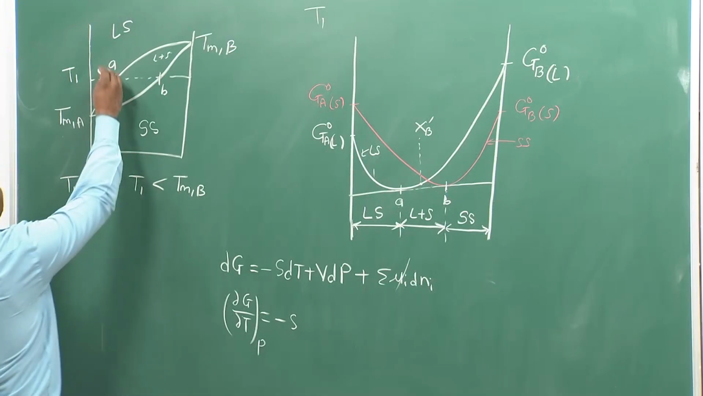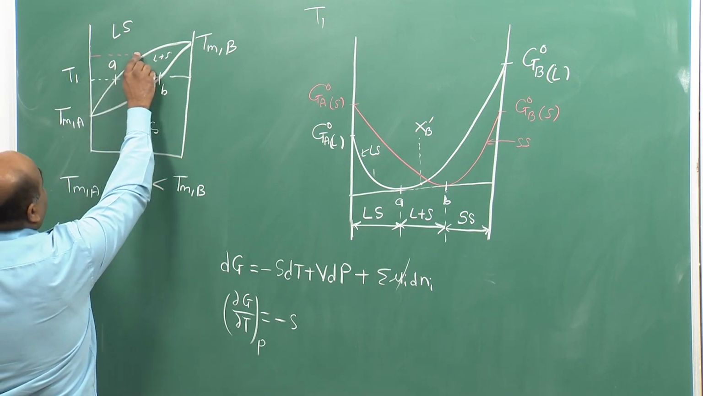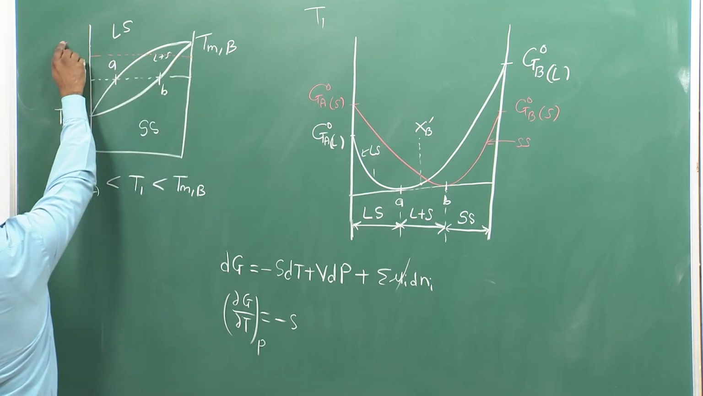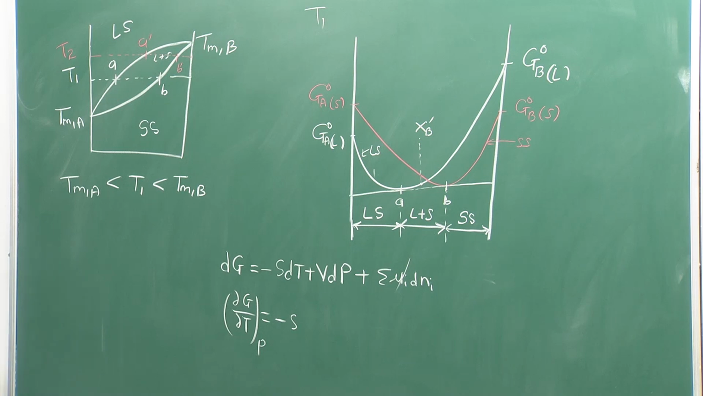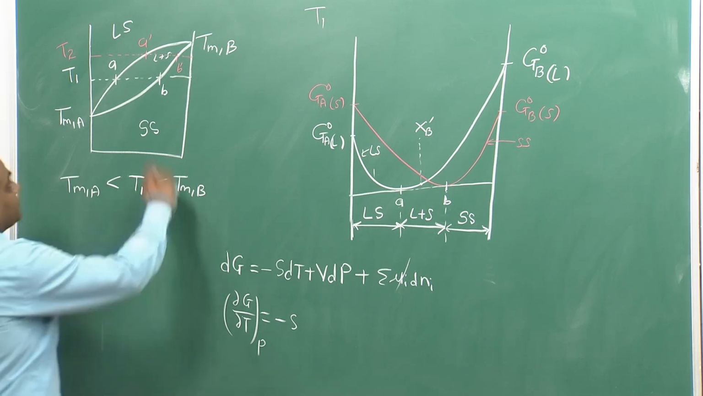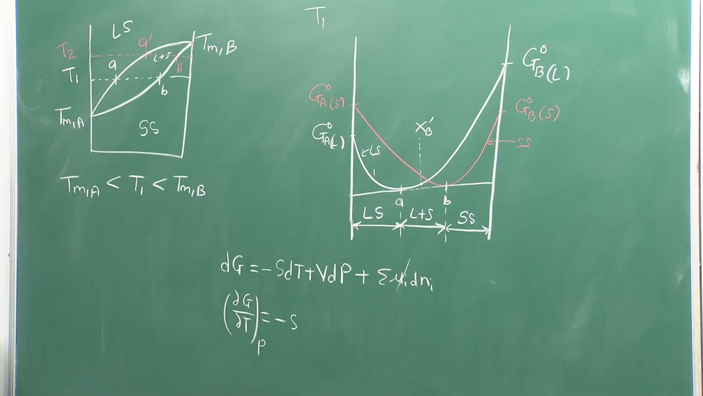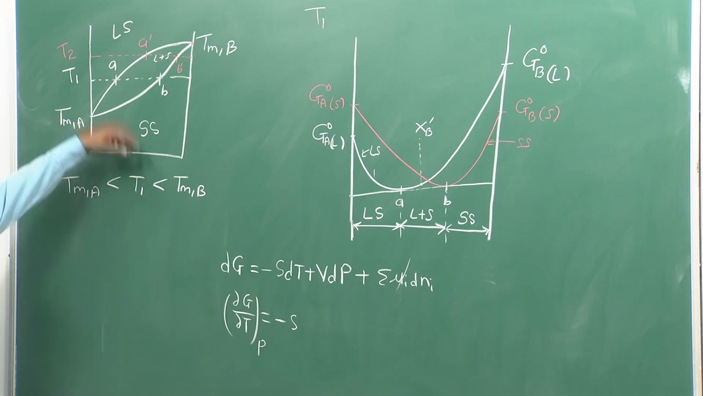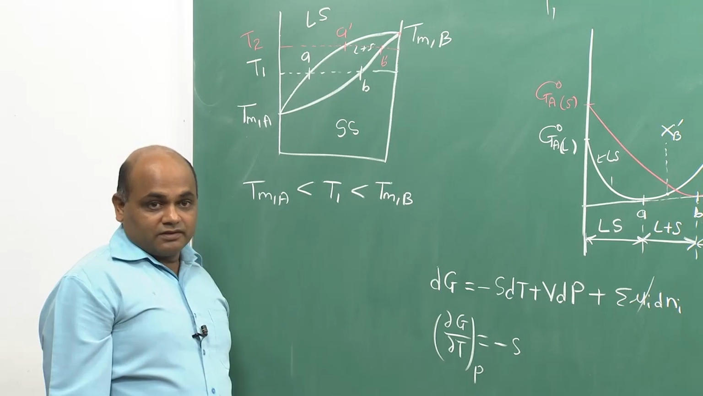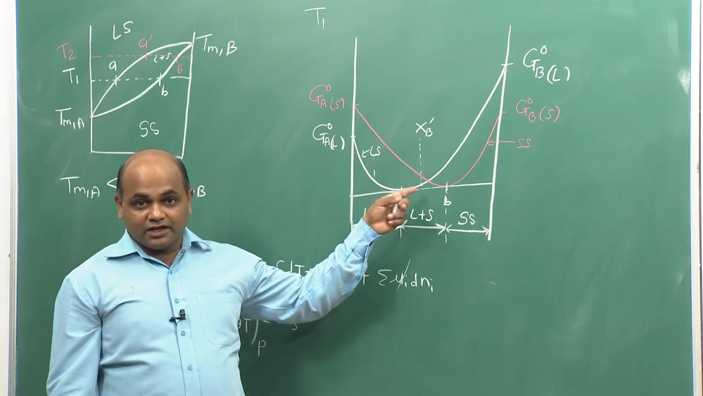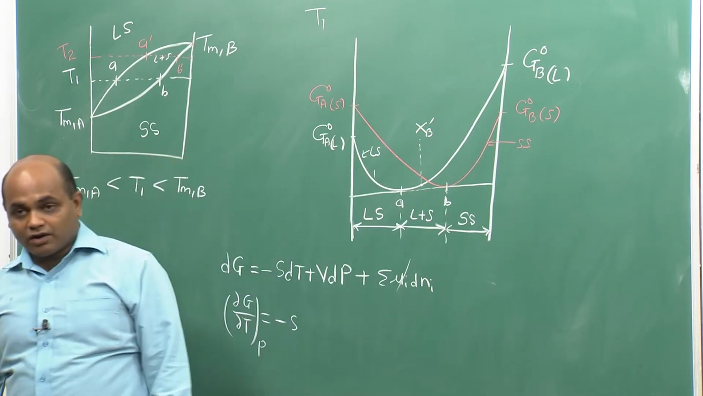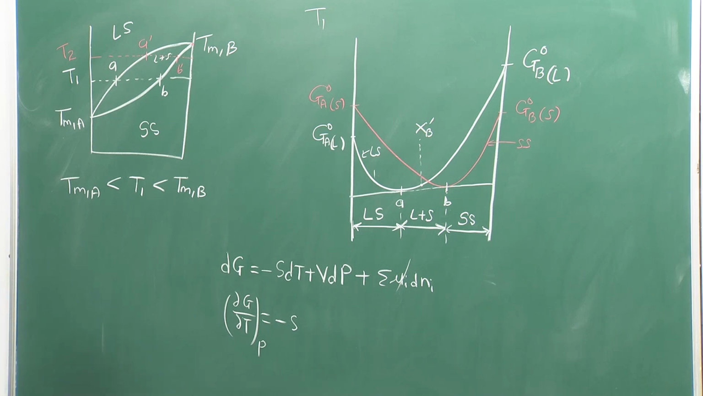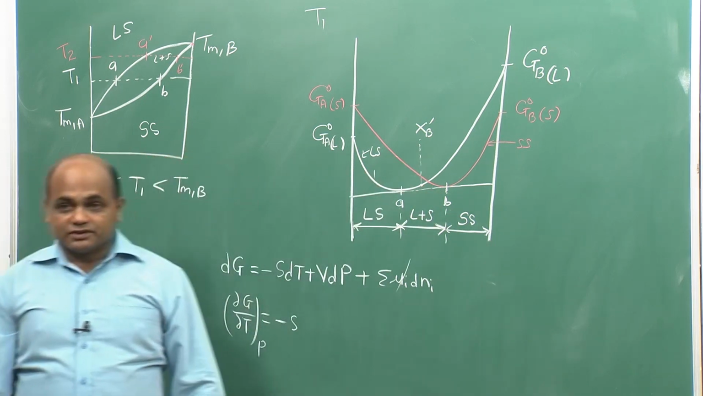right. Similar to here, if I determine the equilibrium compositions of liquid and solid at a higher temperature T2, this will be A prime and B prime, and this will continue until TMB. Right. And beyond TMB, what will be the situation? Only liquid is stable. So, the solid curve will lie completely above the liquid curve. So, at all compositions, Gibbs free energy of liquid solution is lower than that of solid solution.